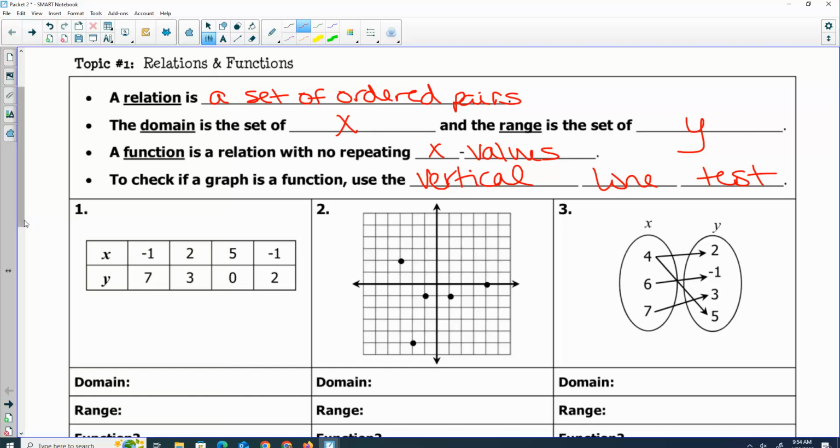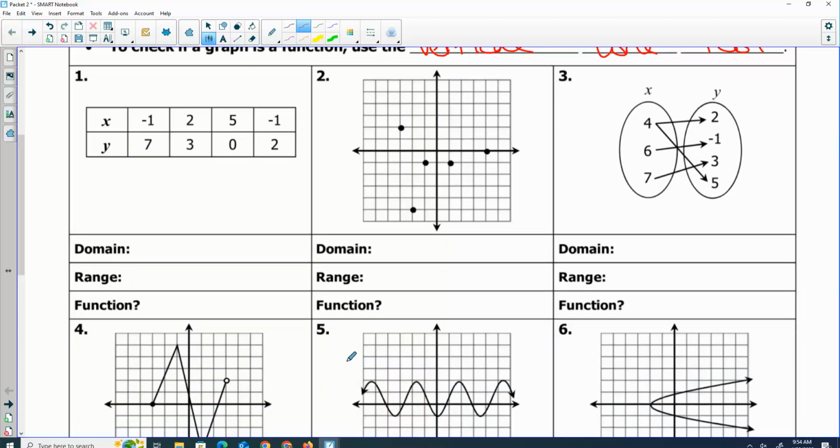So number one, if I'm asking you for the domain of this, I'm asking you just to tell me what the x values are. A lot of times they'll be written in a solution set. That's just the squiggly brackets, but domain, you're just listing the x's. So the x row is -1, 2, 5. We have -1 again. You don't have to write it multiple times. You just write it one time.